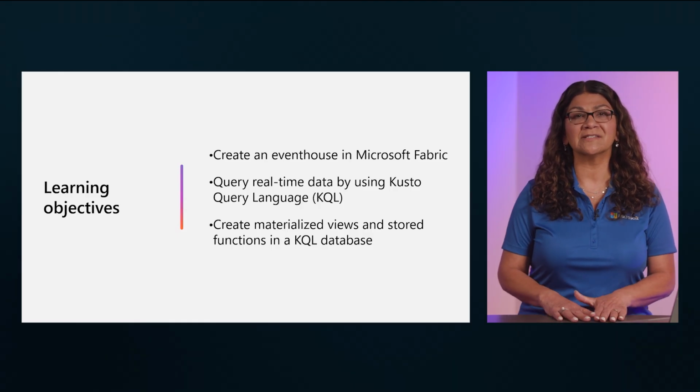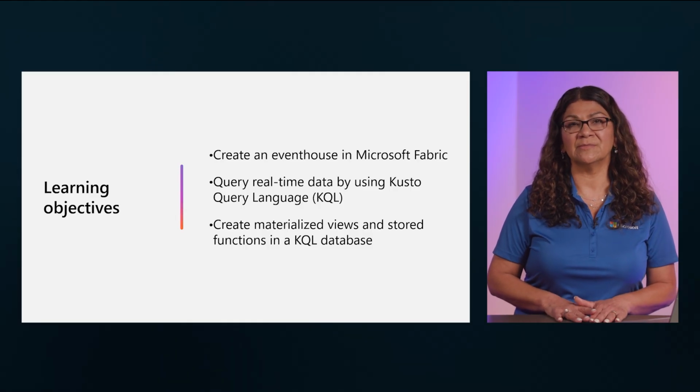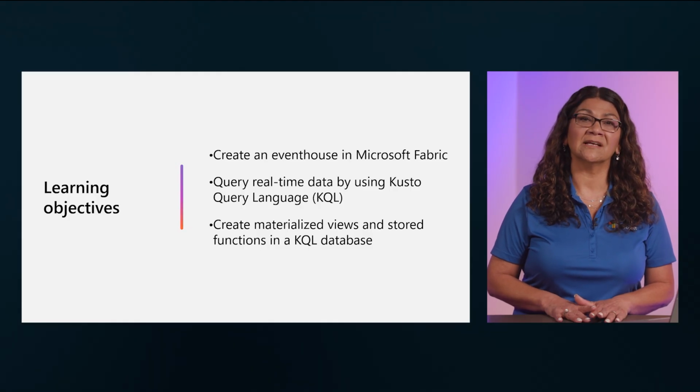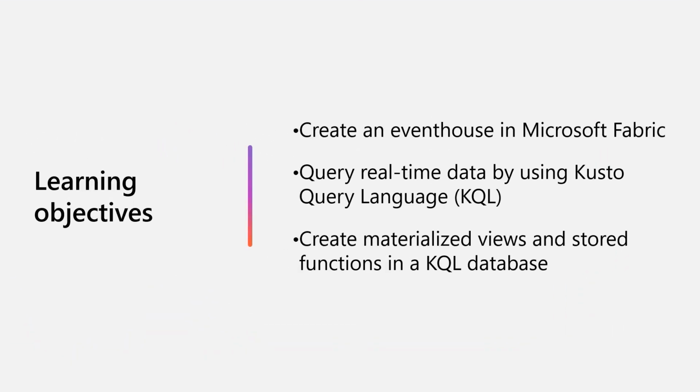It's common in Microsoft Fabric to use an event stream to load a stream of real-time data into an Eventhouse. You can then query the data using Kusto Query Language, or KQL, or you can use a subset of SQL to query the KQL query set. In this section, we will discuss what an Eventhouse is, as well as how to create an Eventhouse in Fabric. We will also use KQL to query our real-time data and create functions and materialized views.